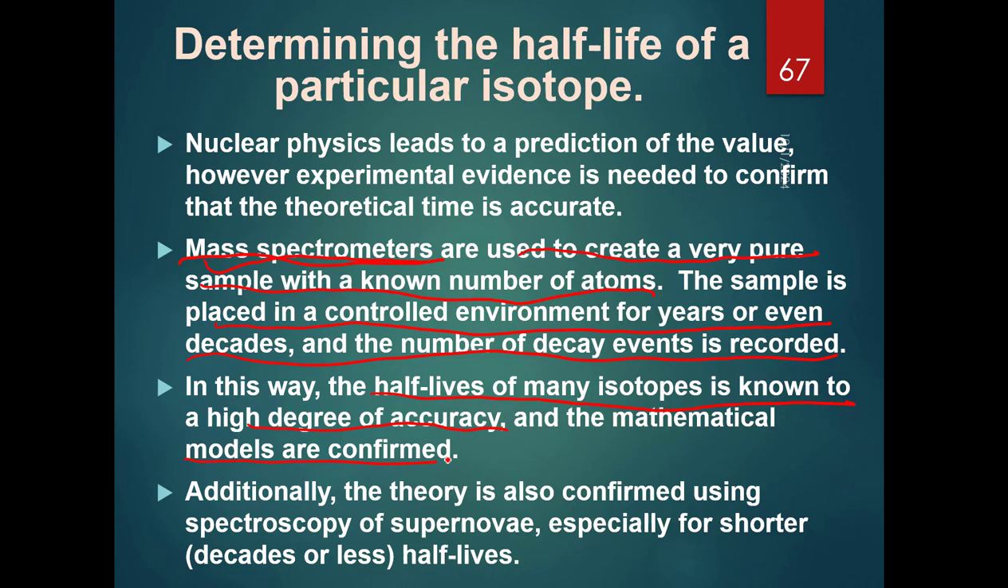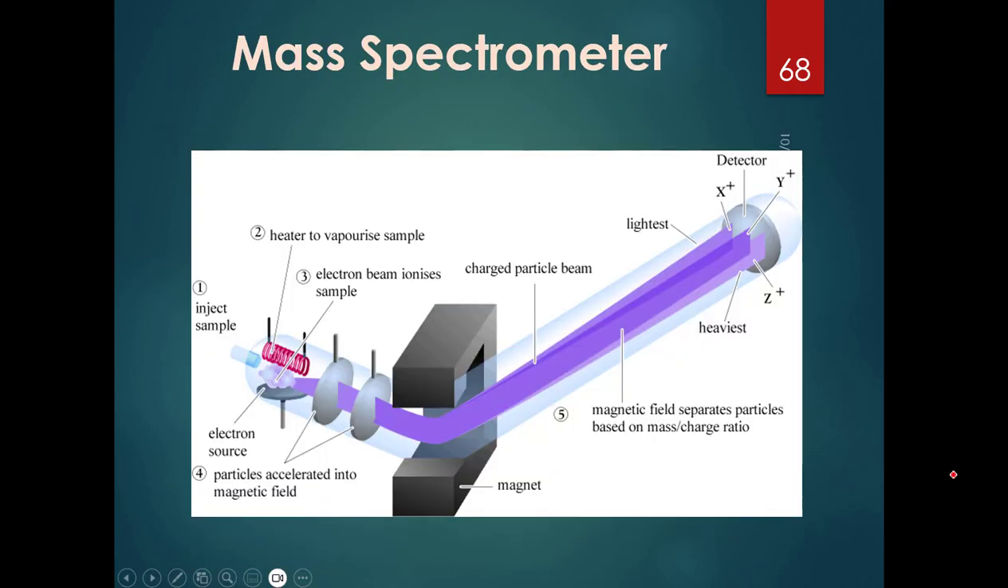So we know that whatever I said right before is true. Additionally, the theory is also confirmed using spectroscopy of the supernova, especially for shorter half-lives. And this here just shows you the mass spectrometer. It works with magnets, and actually it can separate different isotopes.